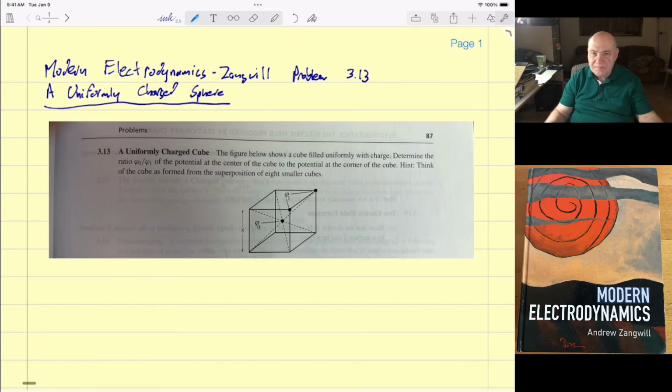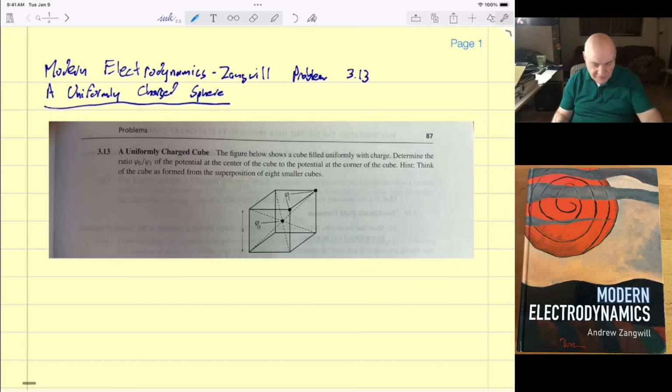And so this is an early problem in the book, problem 3.13, and I'll just read it for you. A uniformly charged cube. The figure below shows a cube filled uniformly with charge. Determine the ratio phi0 over phi1 of the potential at the center of the cube to the potential at the corner of the cube. Hint, think of the cube as formed from the superposition of 8 smaller cubes. So they've already told you how to do the problem.